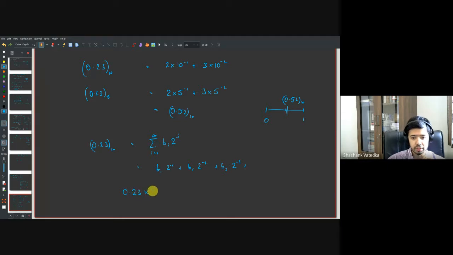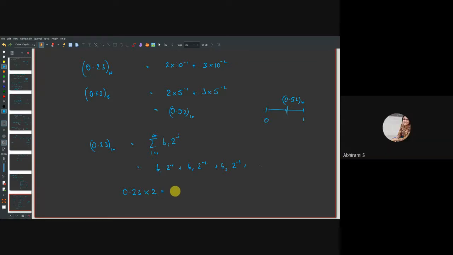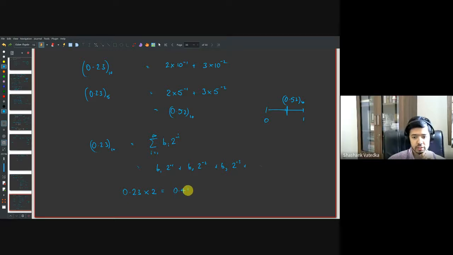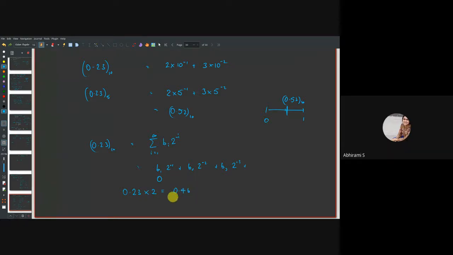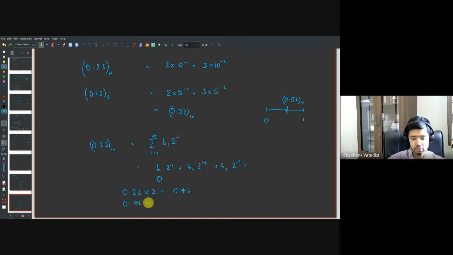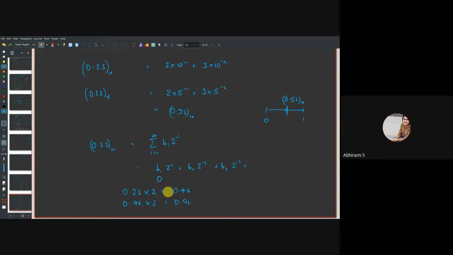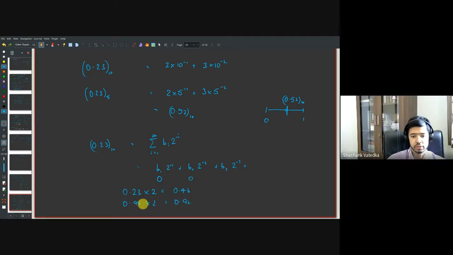Right? You would first multiply by 2. What do you get? 0.46. So what would you conclude b1 is? It is 0, right? So 0. Okay, now how do you find b2? Again, 0.46 into 2, which is 0.92. Again 0. So b2 is also 0.